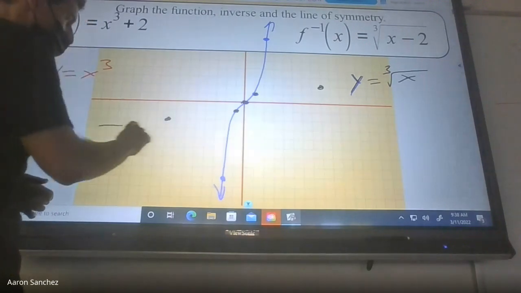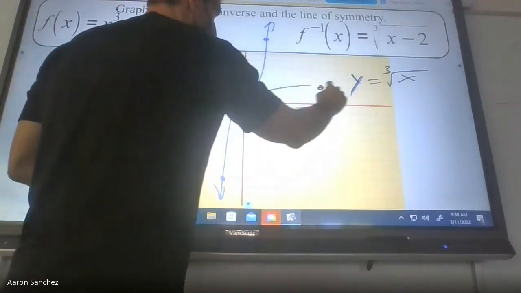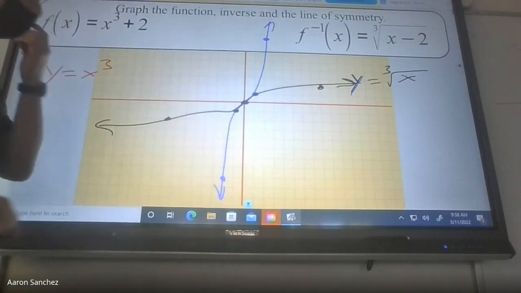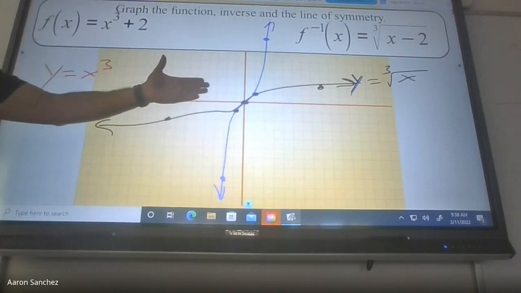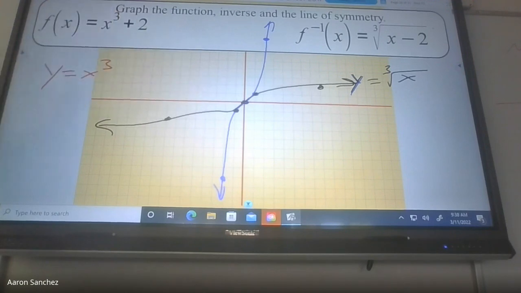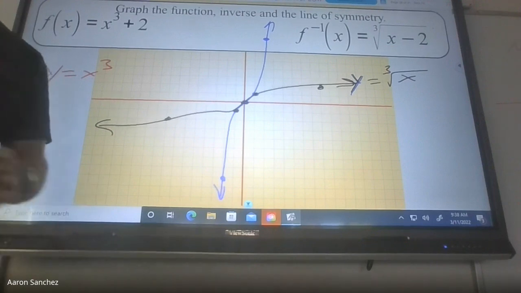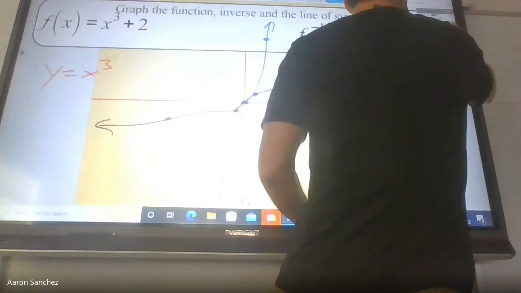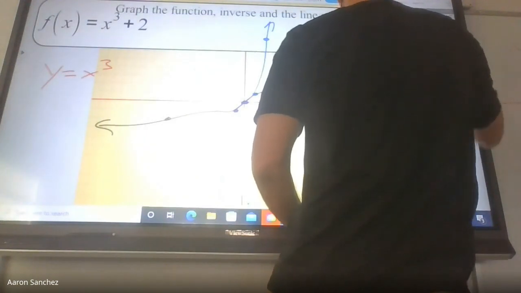Oh, look, it's also asking to graph the line of symmetry. But do you guys see the parent functions? You guys with me there? I'm going to erase these, though. For the cube: over 1, up 1; over 2, up 8; over negative 1, down 1; negative 2, negative 8. The cube root is the inverse. I'm erasing all that. Godzilla time is over.